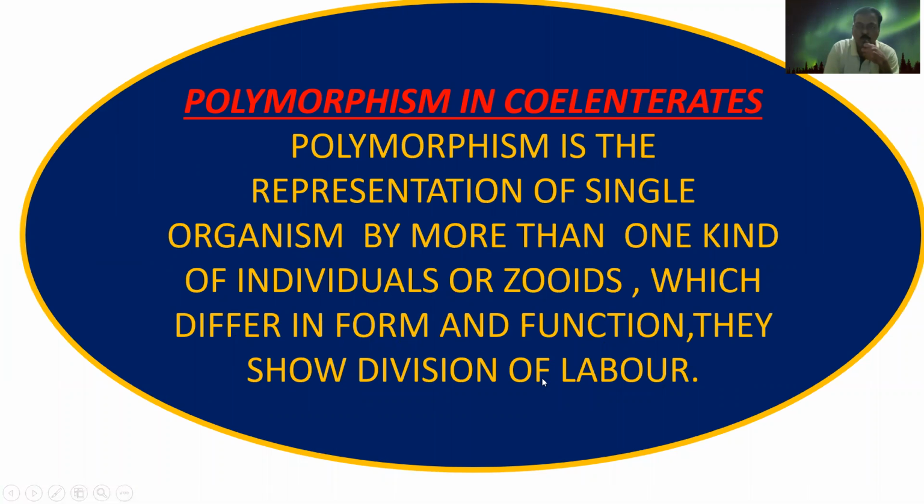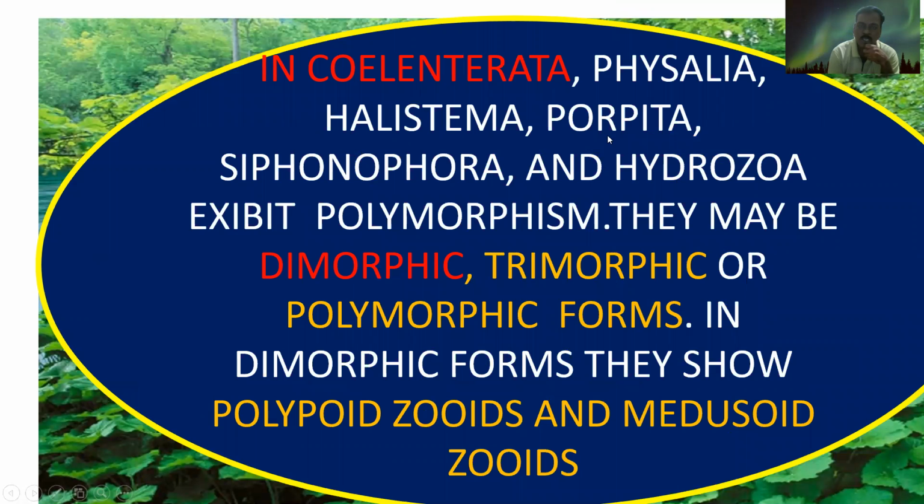Polymorphism is the representation of a single organism by more than one kind of individuals or zooids, which differ in form and function. They show division of labor. In Coelenterata, Physalia, Halistema, Porpita, Siphonophora, and Hydrozoa exhibit polymorphism.